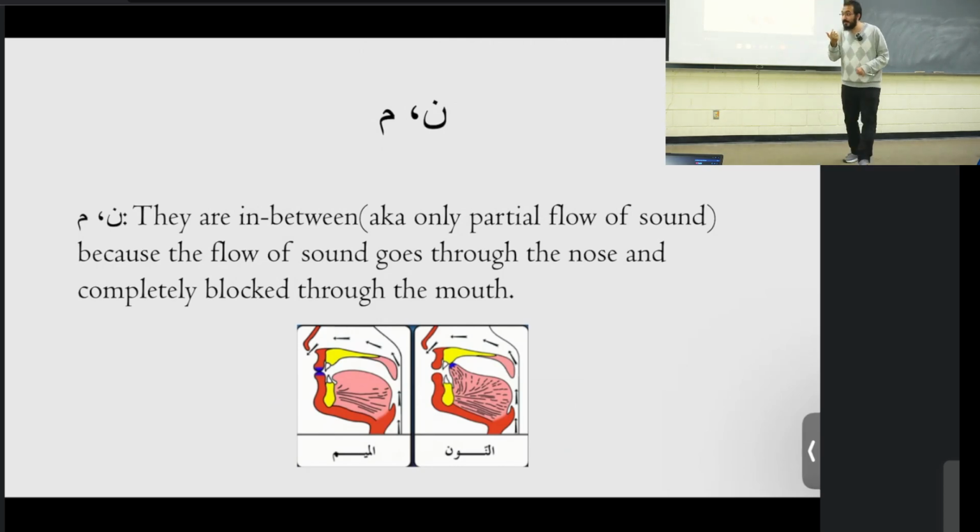Is there a flow of sound? Does sound flow? So I need the nose for the flow of sound. There is a partial flow of sound where part of it, which is the tongue, closes the makhraj like shiddah, and the other part, the sound flows. And that's why you can say noon. So there is a partial flow of sound.